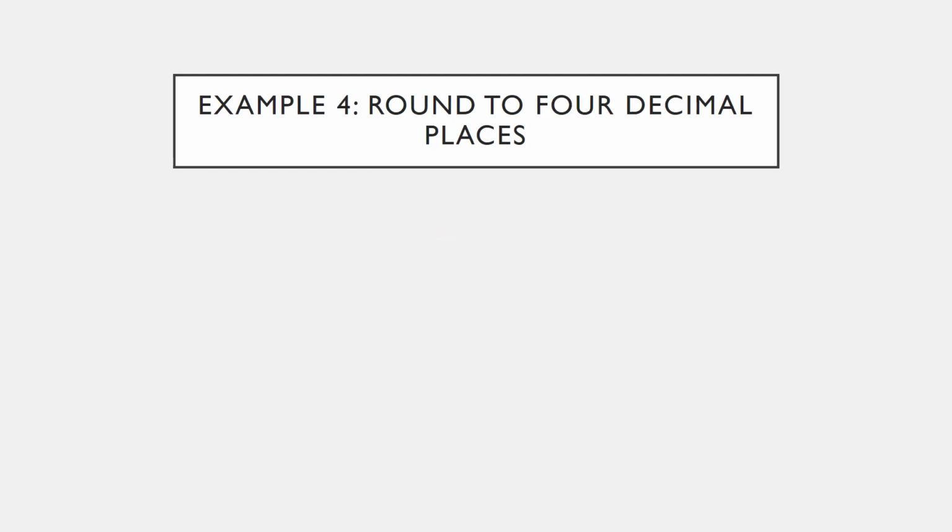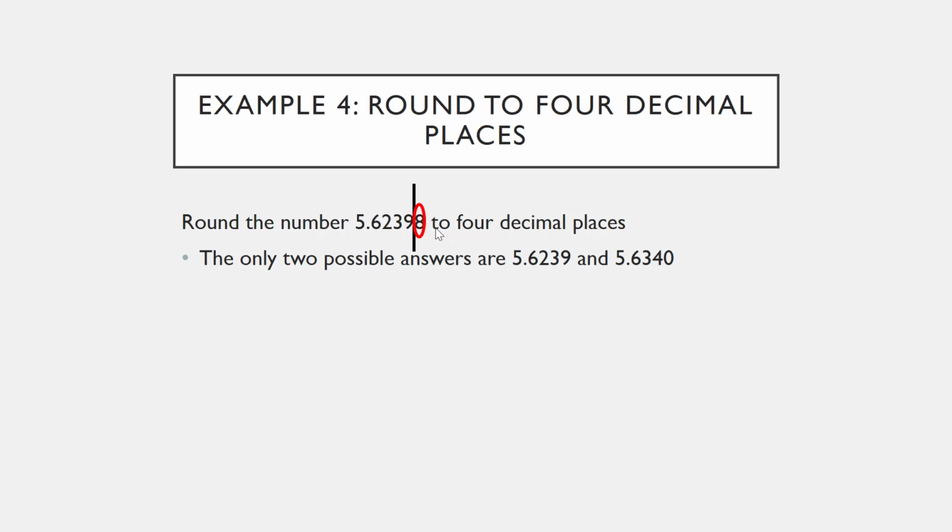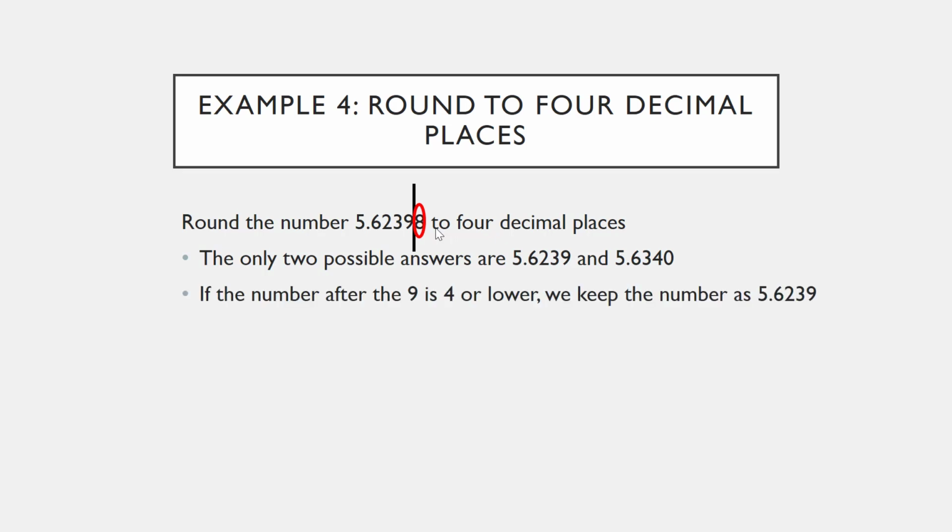Example 4, rounding to 4 decimal places. Round the number 5.62398 to 4 decimal places. Here, we are going to cut the number between 9 and 8. Notice the number 8 is what is going to determine our outcome. So the only two possible answers are either 5.6239, meaning we keep what's there, or 5.6240, where we round up to the next value.